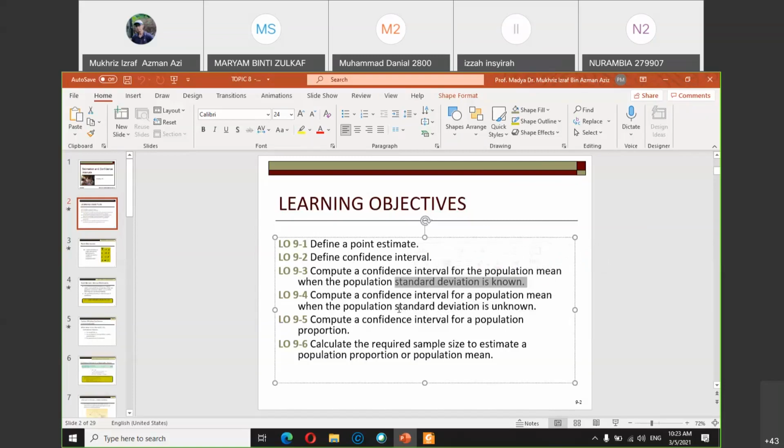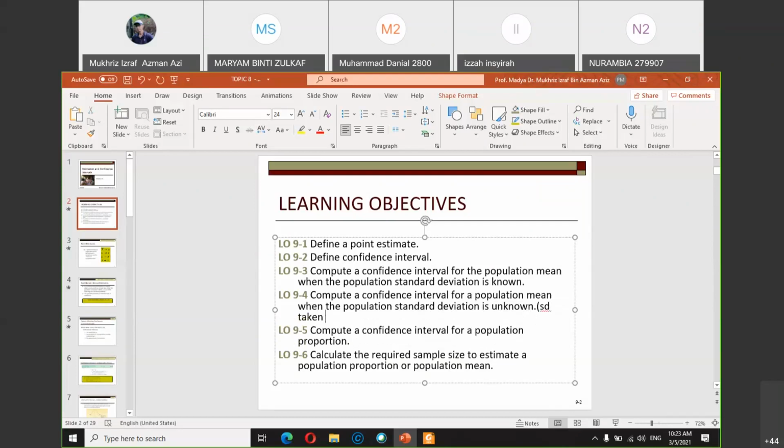When sigma is unknown, the word standard deviation means standard deviation collected from the population. But when it is unknown, meaning you need to rely on the standard deviation calculated from the sample. So the word unknown here, you can put in brackets and edit in your notes: standard deviation unknown means the standard deviation is taken from the sample. Whenever you see the words sigma unknown, it basically refers to standard deviation taken from the sample, rather than from the population.